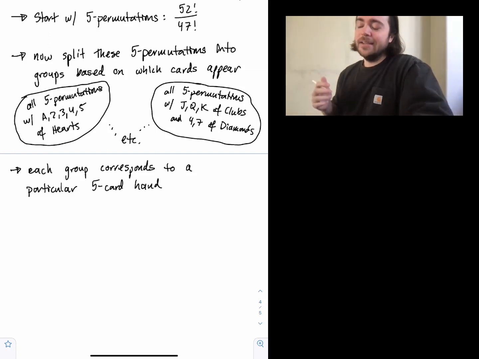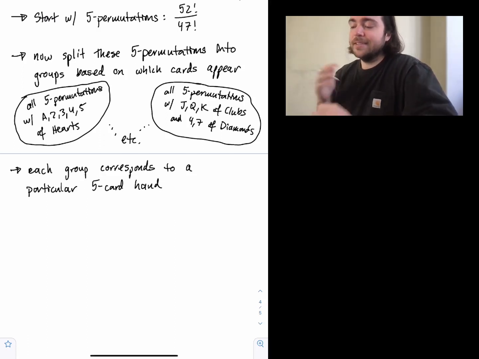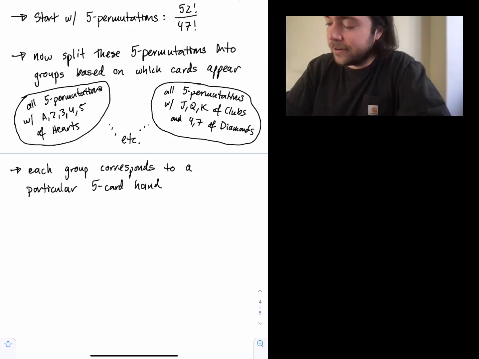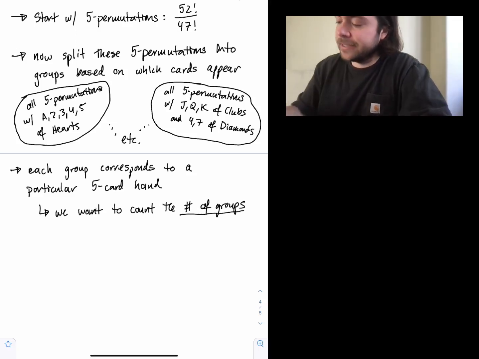So if you think about it, our counting task at hand is to count how many 5-card hands there are. But based on this correspondence I've set up, really all we want to count is how many groups there are. How many groups are there on this table? That'll give us how many 5-card hands there are. So let me write that. We want to count the number of groups. That's our goal. That'll give us exactly the number of 5-card hands.